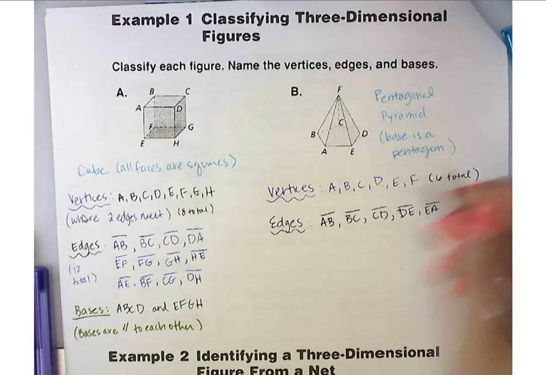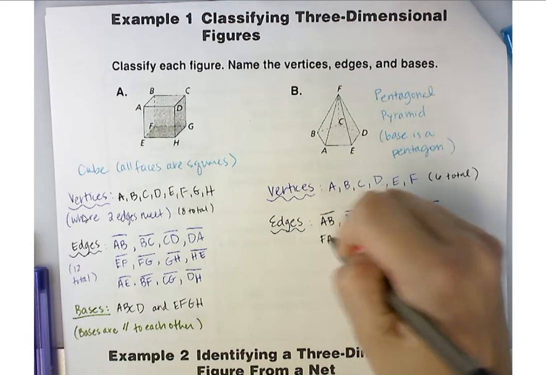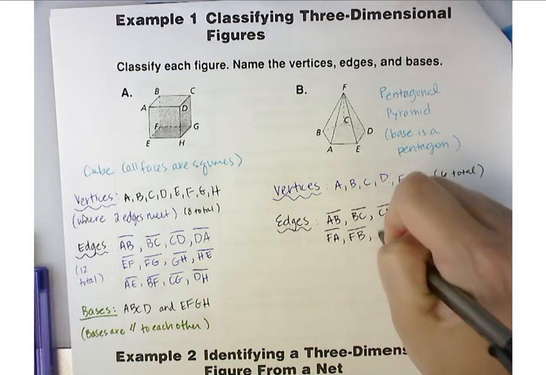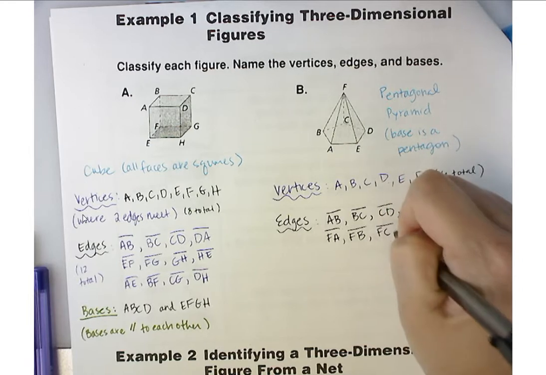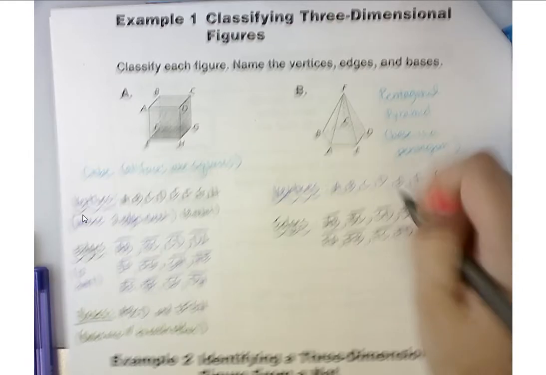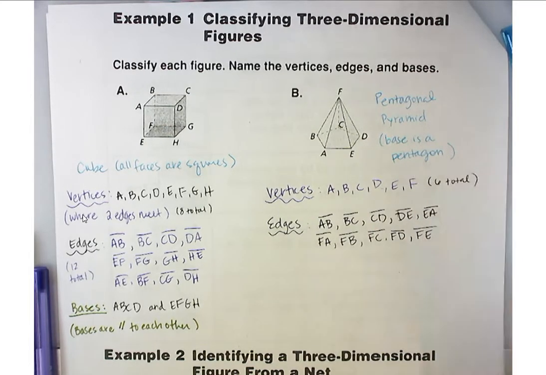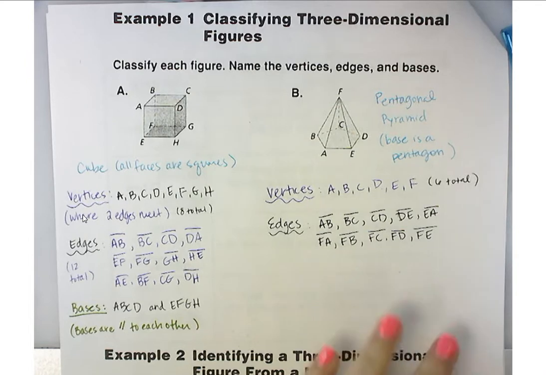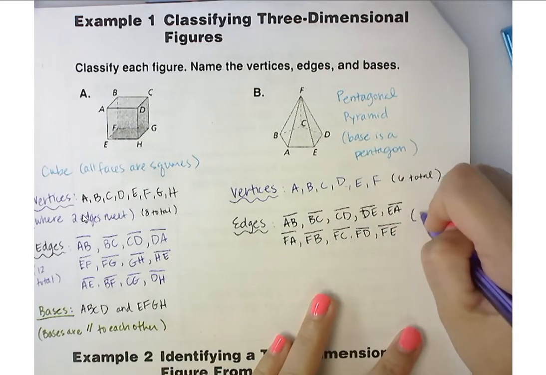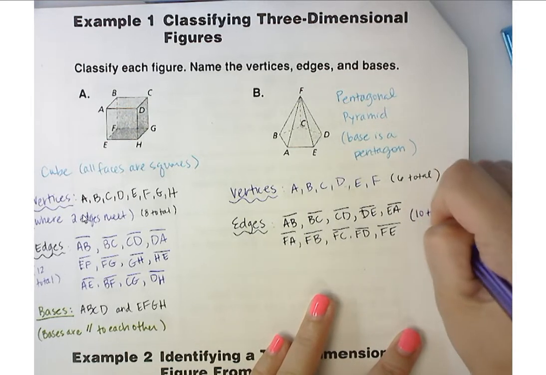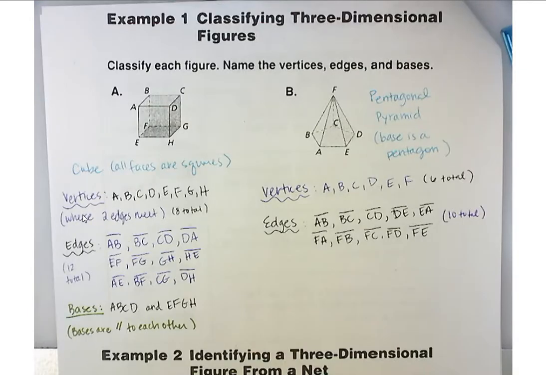So the first one would be F to A, or you could also say AF, that would be fine too. And then F to B, and really F is going to go to every single vertex that's on the bottom. So F to D, and then F to E. And our edges, we had how many? So we have 1, 2, 3, 4, 5. 1, 2, 3, 4, 5. We have 10 edges total for this one.